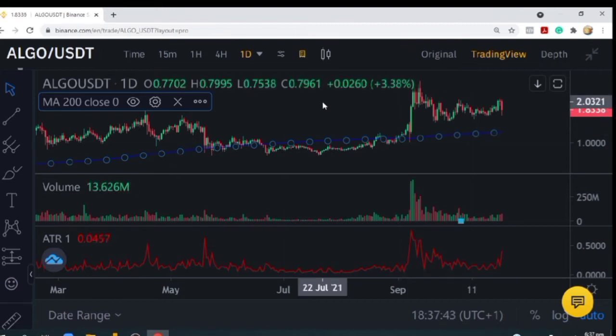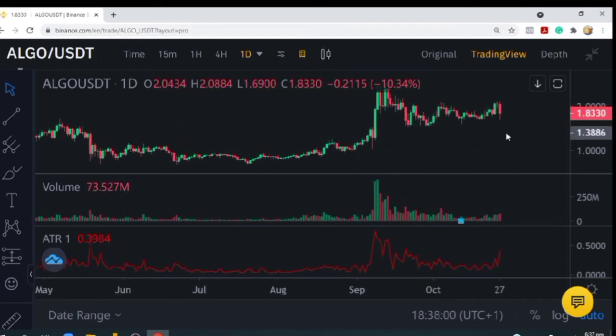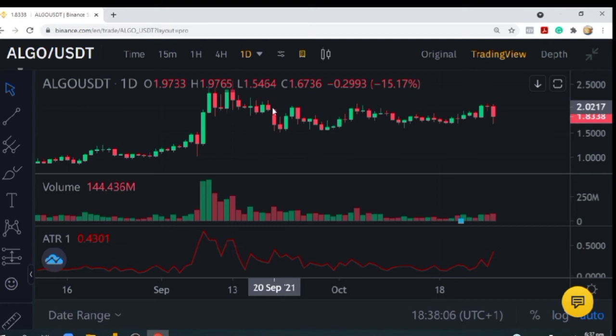Then another thing we want to look at is how to identify area of value. Identifying area of value basically makes use of two basic tools we call support and resistance. The area of value basically is a region where there is significant trading activity. So the area where there is significant trading activity will usually tell us whether that area is acting as support or it is acting as resistance.